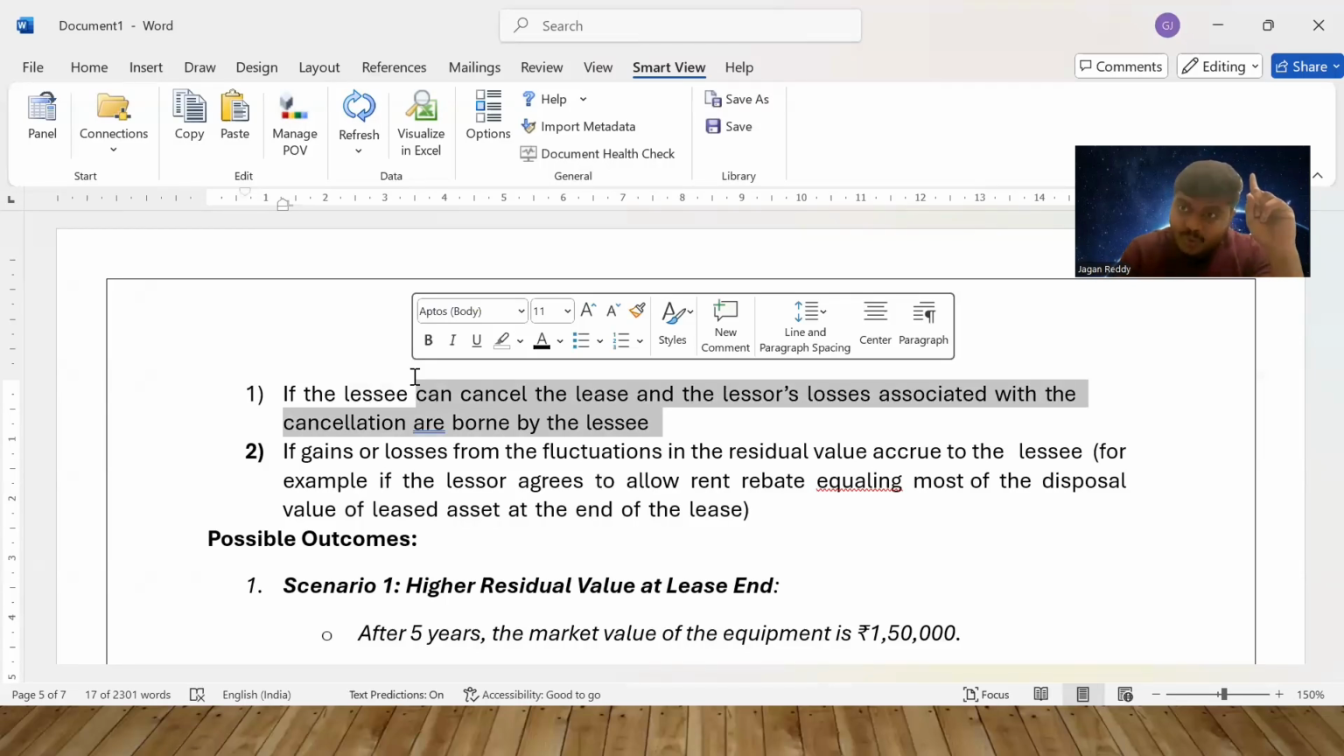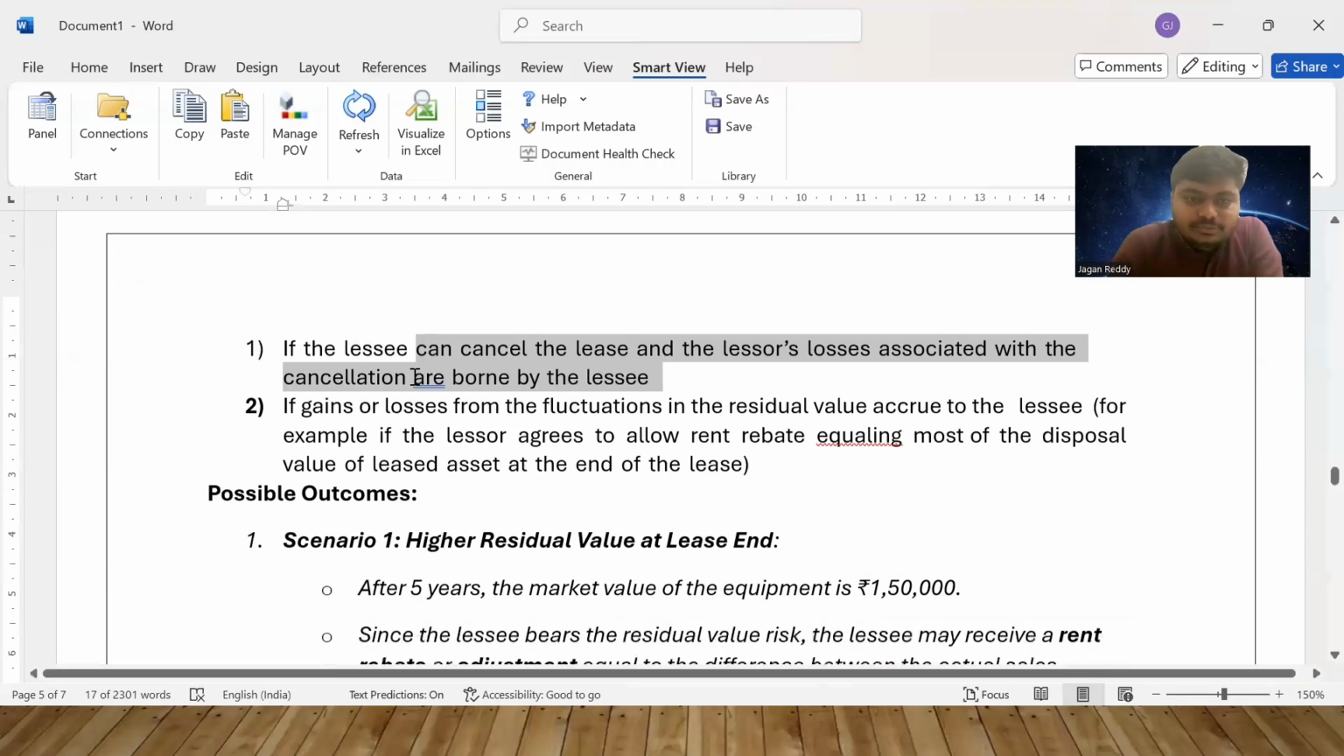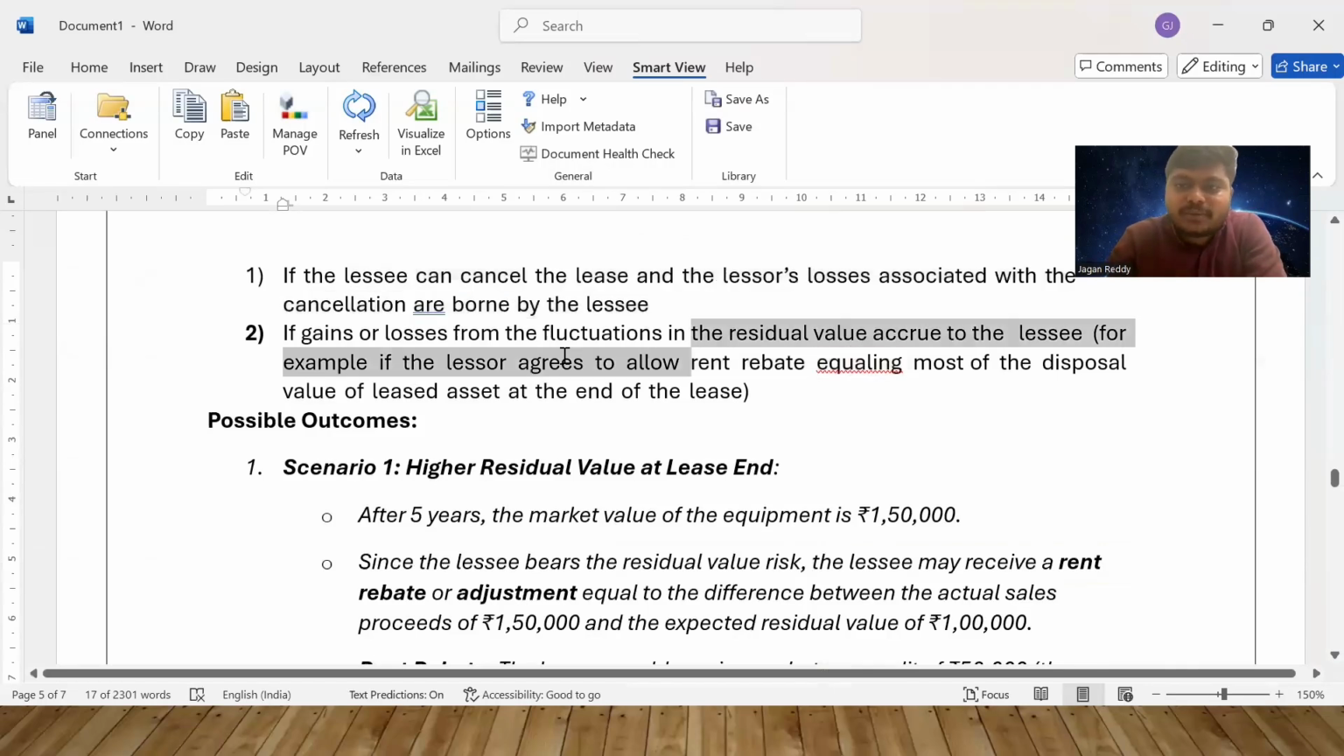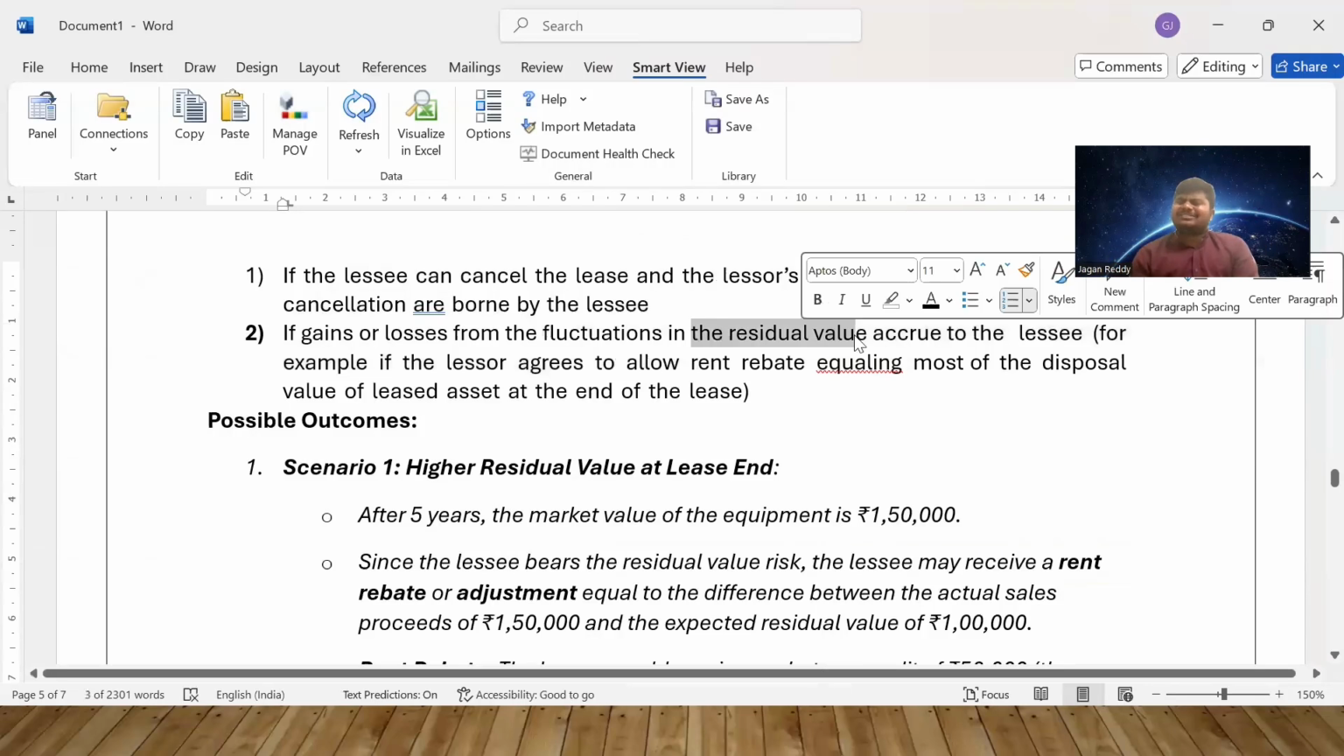Previously I have said five conditions. If any one of those conditions is satisfied, then it should be considered as a finance lease. It is very important from the MCQ point of view. If any gain or loss or fluctuation in the residual value accrues to the lessee, then it cannot be considered as a finance lease.